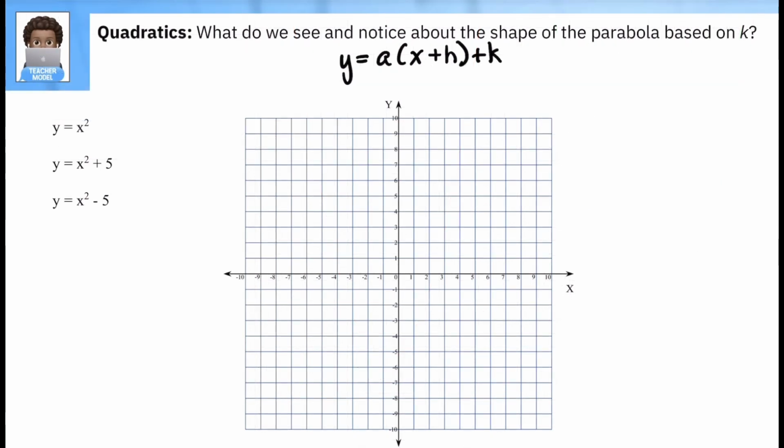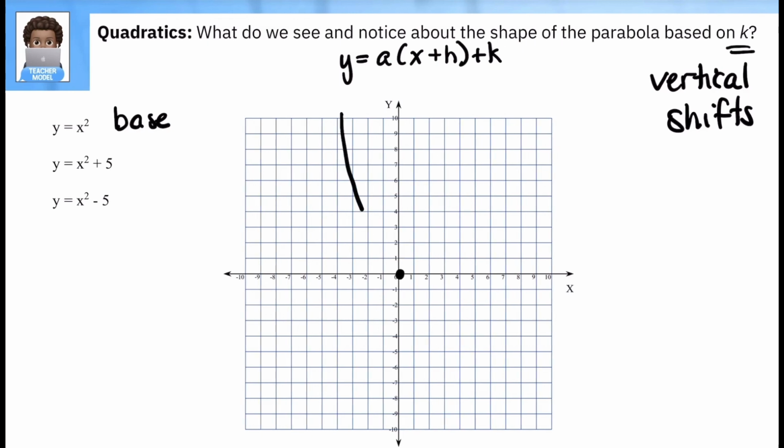All right, so we talked about the shape, if it's compressed, if it's wider, if it's moving to the left or to the right, horizontal. Now it's time to talk about vertical. And when we talk k, we're talking about the vertical shifts. We also said this when we talked about using the vertex form to figure out the coordinates using the equation. So we're going to do the same thing. We're going to look at the base, which would be at 0, 0, where k is equal to 0.